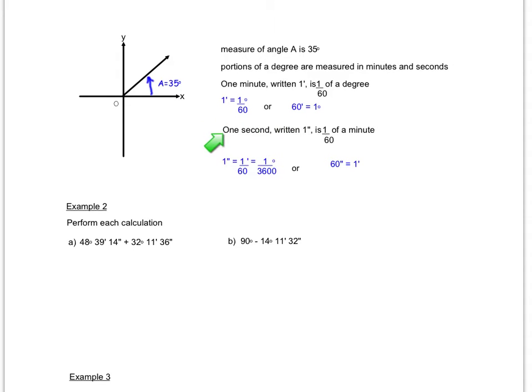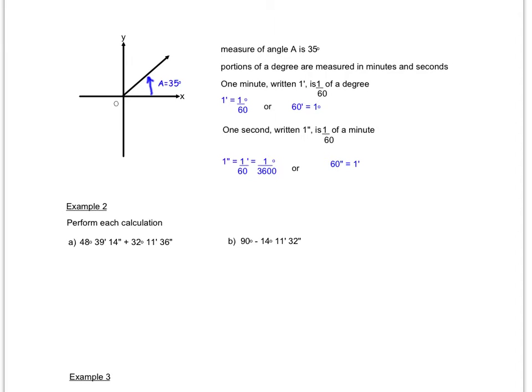And then we have 1 second. 1 second, which is written 1 with 2 tick marks, is 1/60th of a minute. So 1 second equals 1/60th of a minute, which then makes it 1/3600th of a degree. So there are 60 seconds in 1 minute.